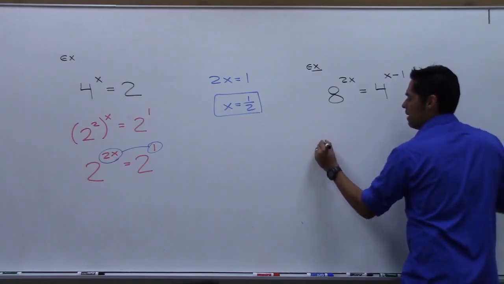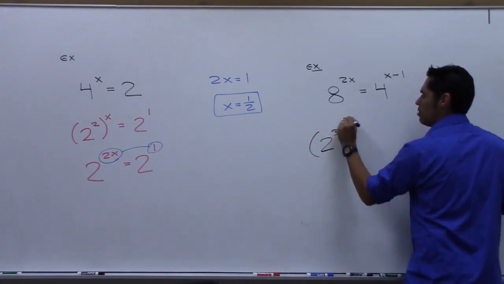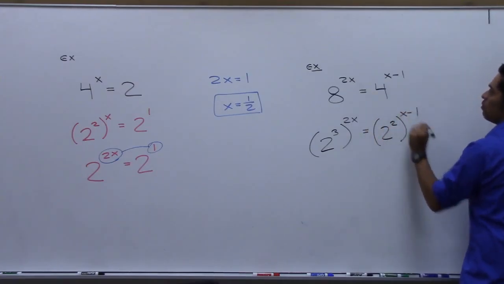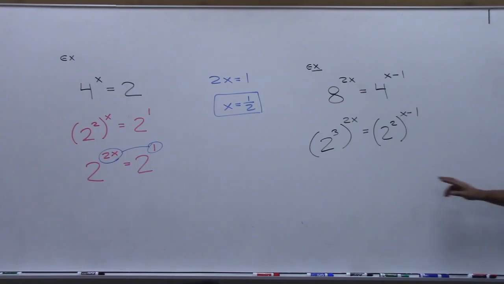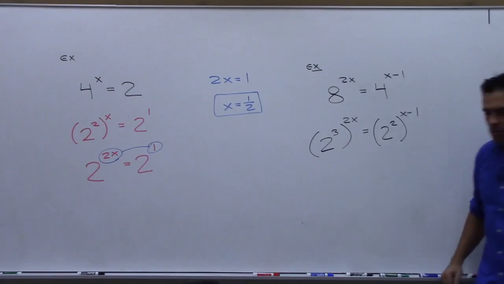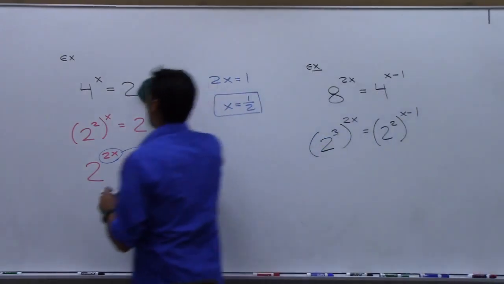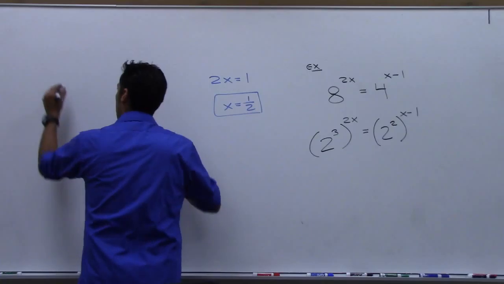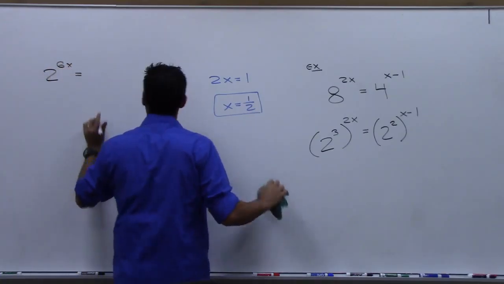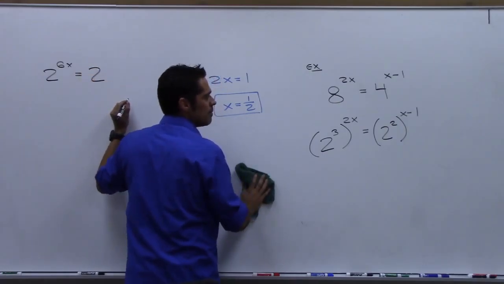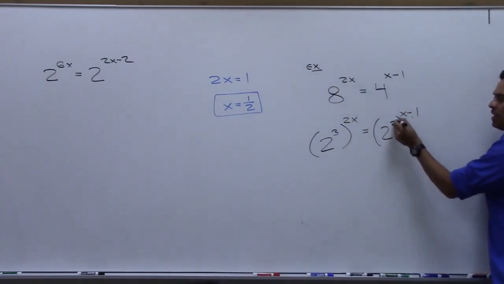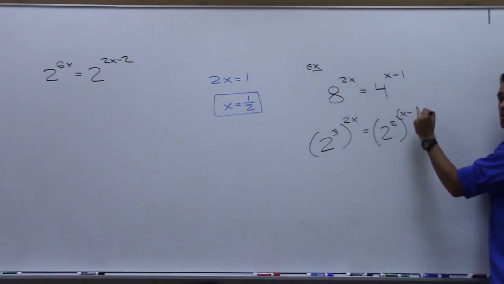So we rewrite 8 as 2 to the 3rd, but then all of that to the 2x. We rewrite 4 as 2 squared, but all of that to the x minus 1. We okay with that? Then you multiply powers. 2 to the 3 to the 2x, these two multiply, you get 2 to the 6x. So 2 to the 6x must be equal to the right side, which would be 2 to the what? 2x minus 2. When you multiply this times this, since this has two terms, it has to distribute through.